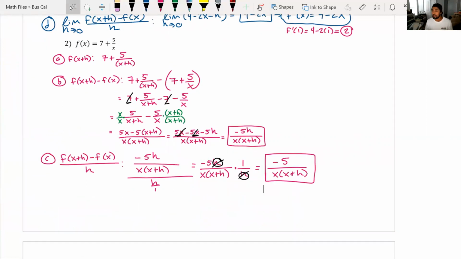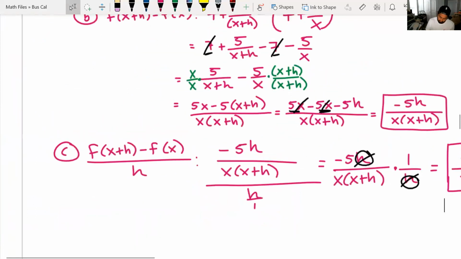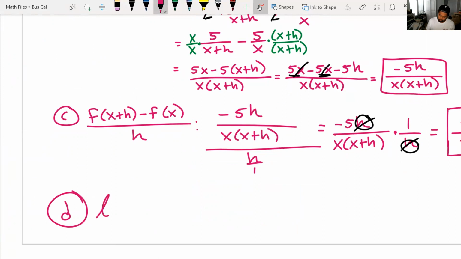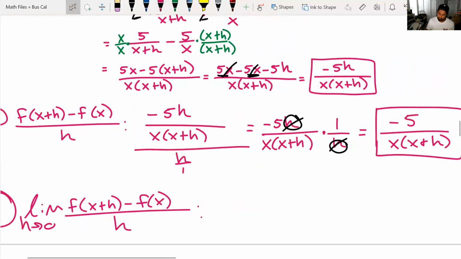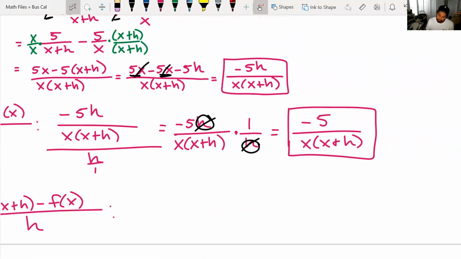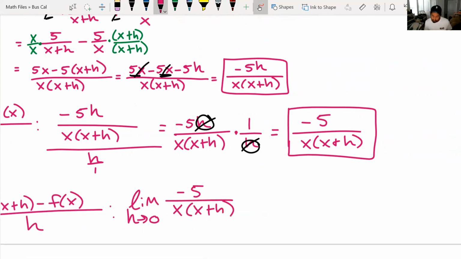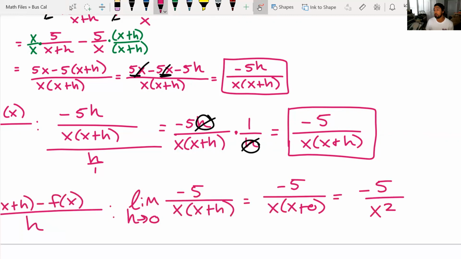All right. Last step. Apply the limit to the difference quotient, which will give us the derivative. So, D. The limit as h approaches 0 of f of x plus h minus f of x all over h. Take what we ended with in the last step. So we'll have the limit as h approaches 0 of negative 5 over x times x plus h. And all we have to do now is plug in 0 for that h. That's it. So we'll get negative 5 over x times x plus 0, which will give us negative 5 over x squared.